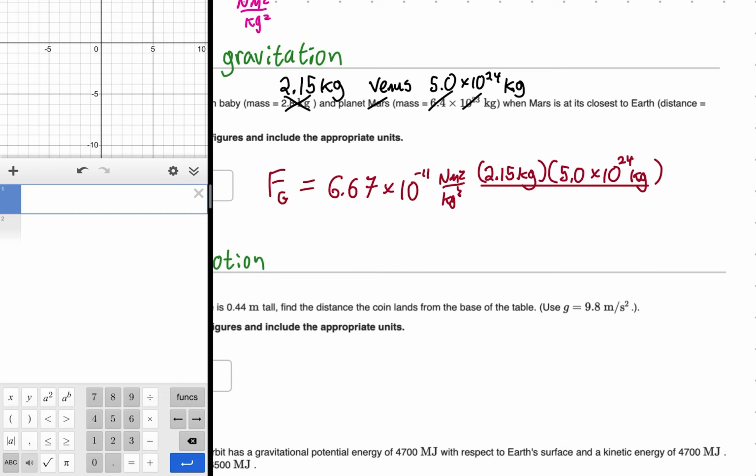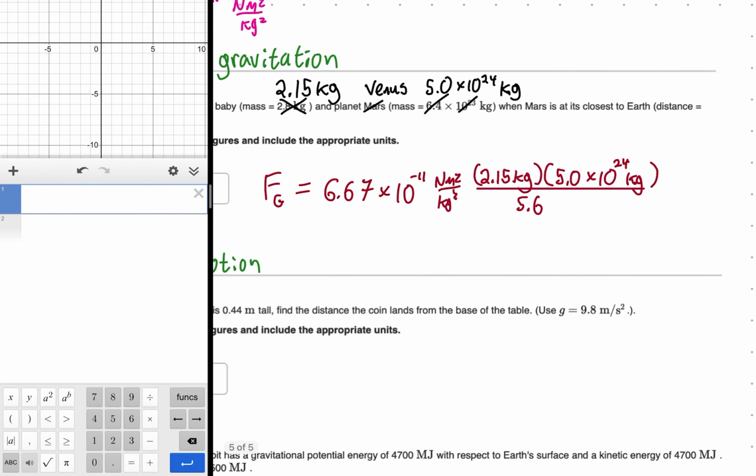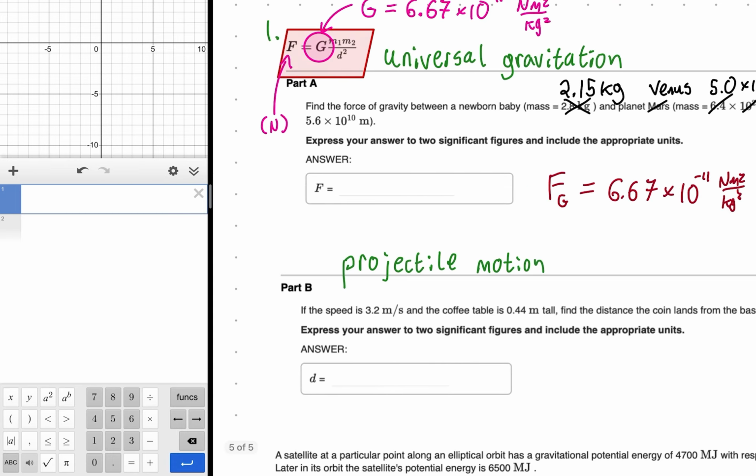And so let's put in that 5.6 and then times 10 to the 10 meters. And don't forget to square it. Okay. Very crucial. You can see right there in the equation, it's d squared. D for distance squared. I didn't call attention to this, but m1 would be the mass of the newborn, m2 would be the mass of the planet, in this case Venus.